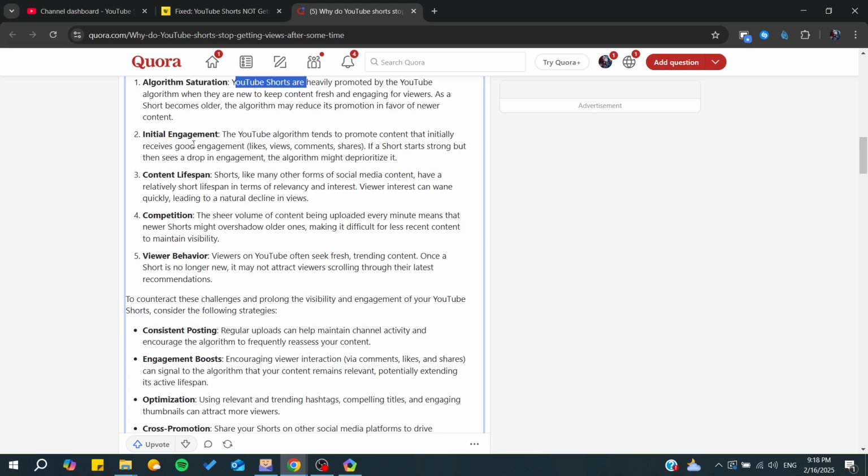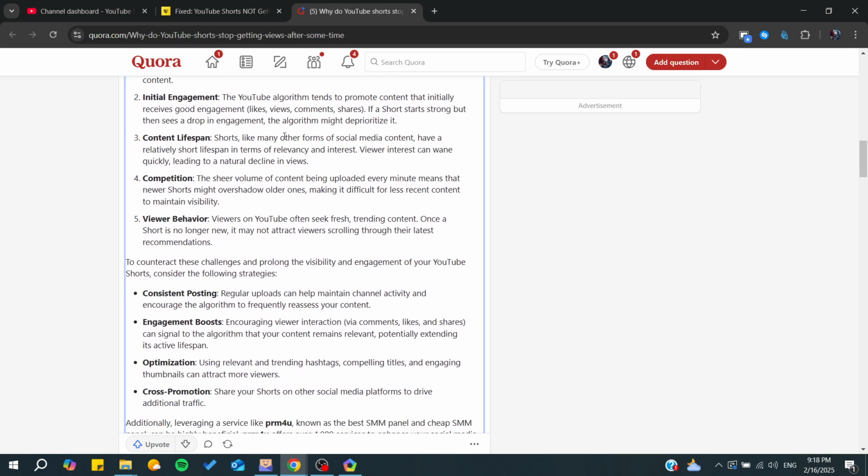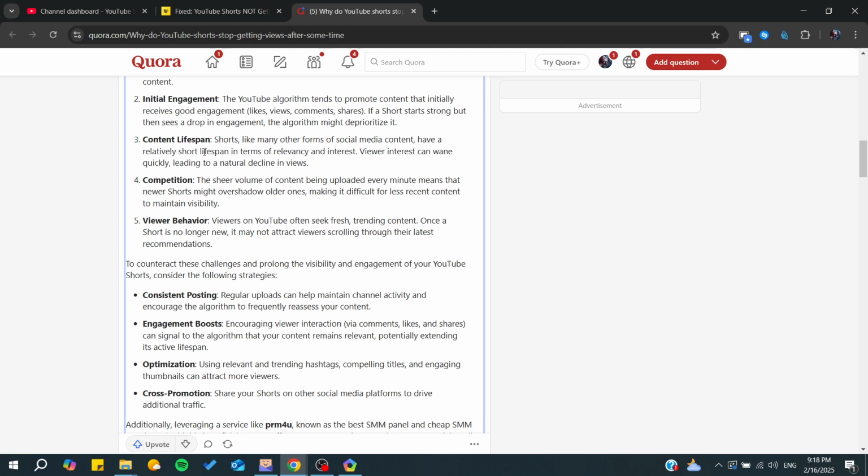Also, there are initial engagements. When you have a strong engagement at the beginning and then it starts to decrease, the YouTube algorithm tends to deprioritize it and it will probably freeze again. And of course, there is also the content lifespan. Shorts, like many other forms of social media content, have a relatively short lifespan. So basically, if you don't have good engagement since the beginning of the short, it will get frozen with time. And also there is competition, for example, for trends or some niche that is widely used, etc.